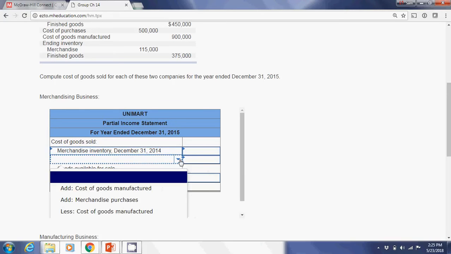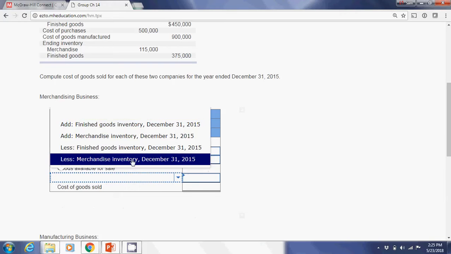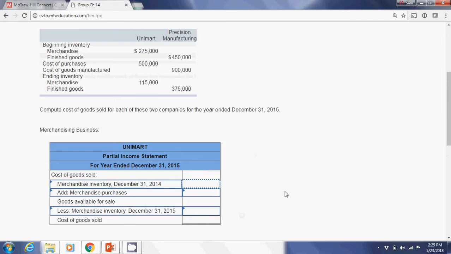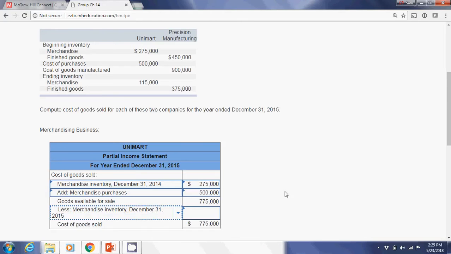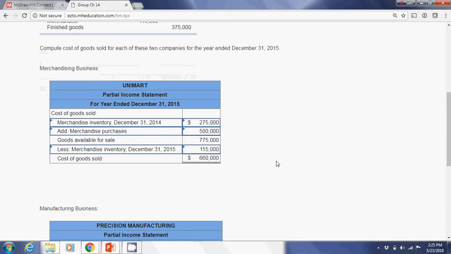And then what are we going to add in? We're going to add in our purchases. So anything that we have to add in there gives us goods available for sale. What do we have to take away? We have to take away our ending inventory. So that's our December 31, 2015 inventory. Now it's just about plugging the numbers in, right? So our beginning is $275,000. And we're going to add in $500,000 of purchases, and then our ending inventory was $115,000. So our cost of goods sold should be $660,000. Beauty of a YouTube video is that if I'm going too fast for you, you can always pause and back me up a little bit.